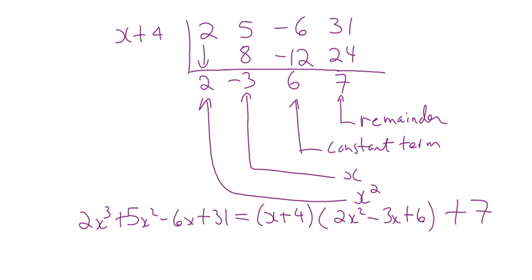Okay, so you can multiply this out, right? We'll get a 2x cubed. Minus 3x squared plus 8x squared is the plus 5x squared. Plus 6x minus 12x is minus 6x. Plus 24 plus 7 gives you the plus 31.